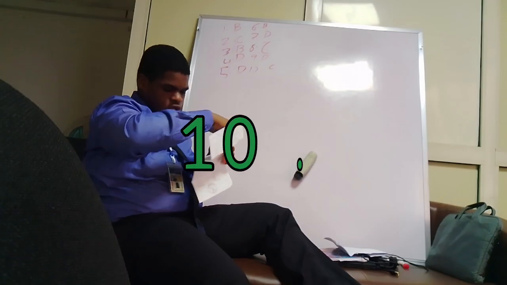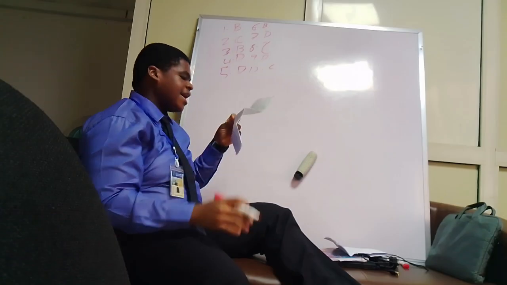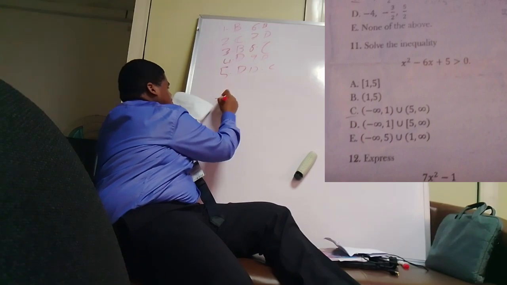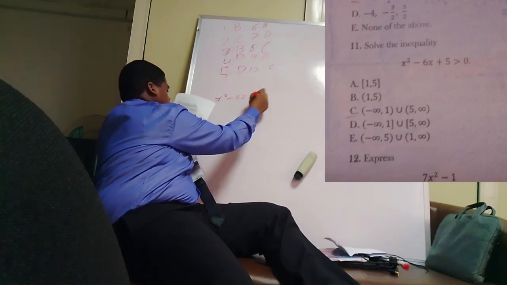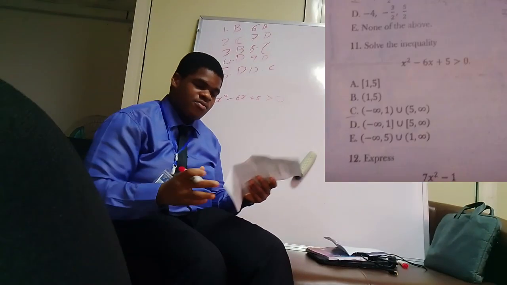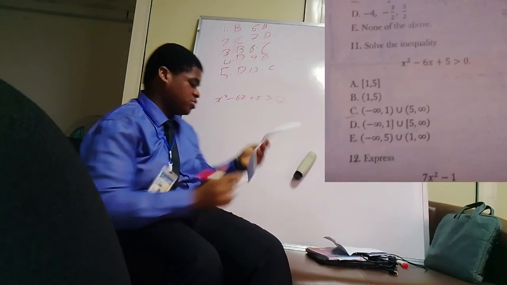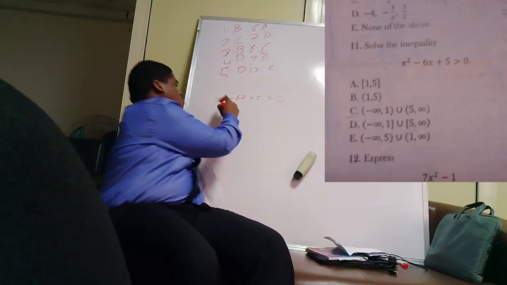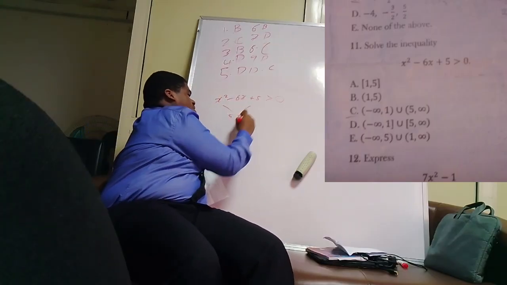Question 11 says solve the inequalities x squared minus 6x plus 5 is greater than 0. The first thing that you do is to solve the quadratic equation. You solve the quadratic equation using the factorization method. You multiply all this, you have 5x squared.